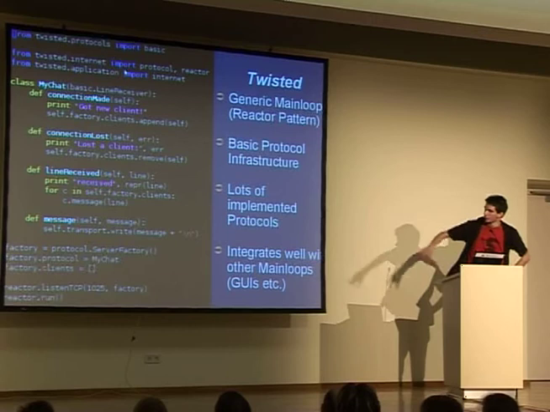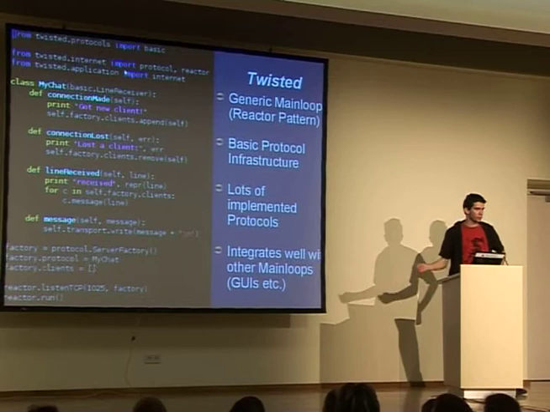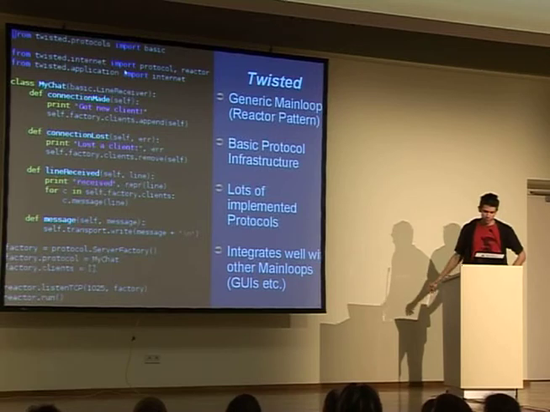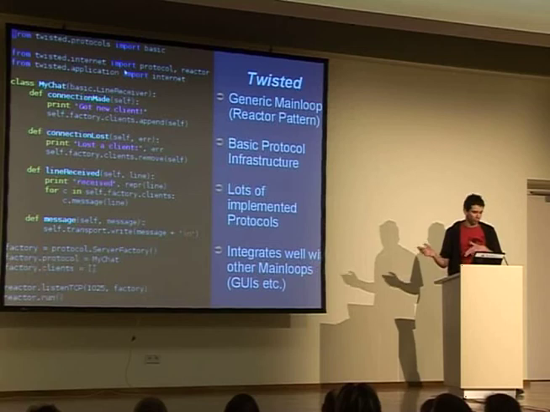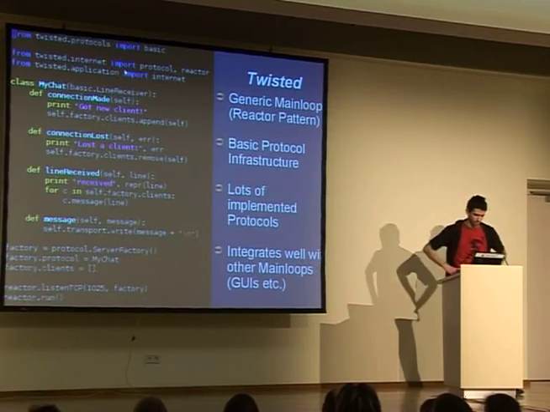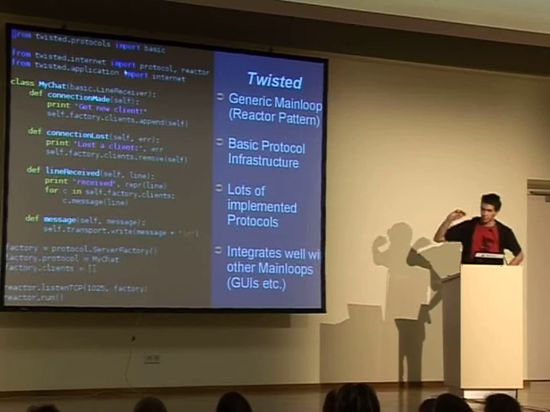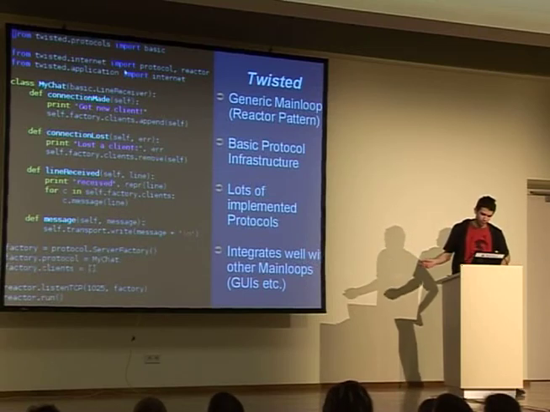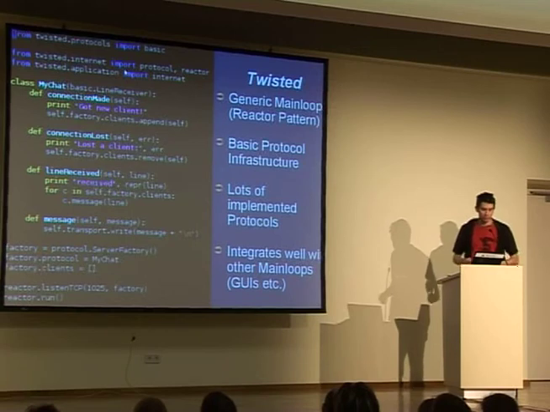So on the left, you see a simple Twisted application, a complete Twisted application, which is a chat server. You just connect to it on port 1025. And if you send something, the server sends it to all the other clients, or to all the clients. There's some more abstraction. So MyChat is not building upon the base class protocol anymore, but it builds on basic.LineReceiver, which is a protocol which receives lines. So we have really clean and nice abstraction there.